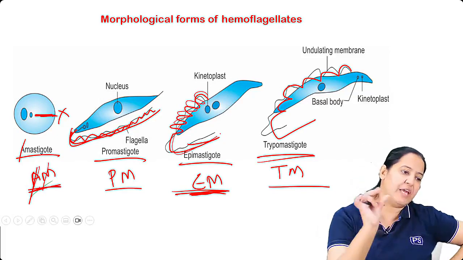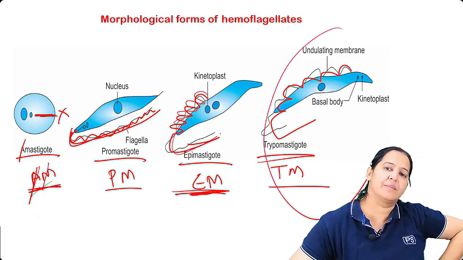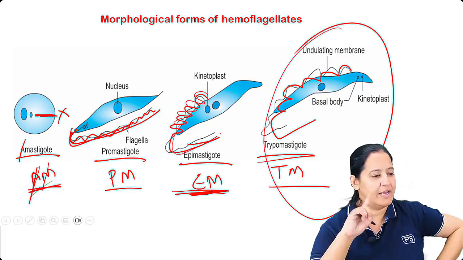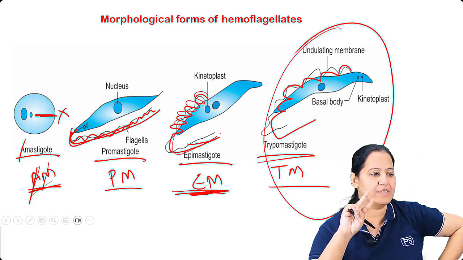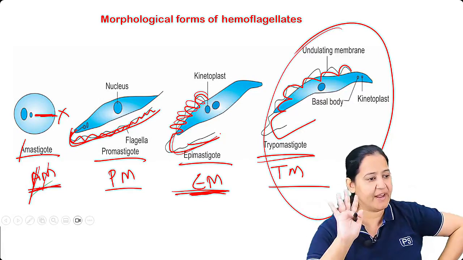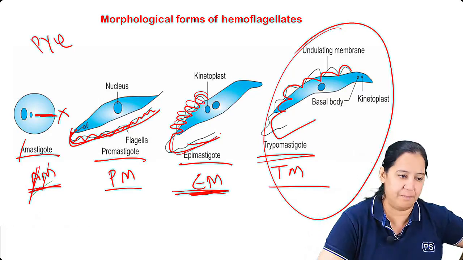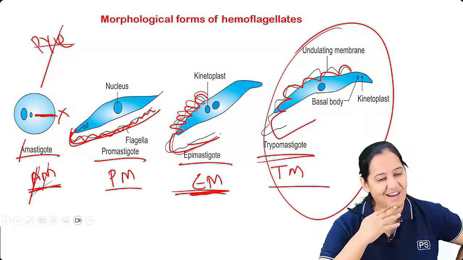So if any of the image is given to you, can you identify? Just suppose in your exam, I'm giving you this image and I'm giving you four options. Is it amastigote? Is it promastigote? Epimastigote or trypo? So image based question can come. Till now अभी कोई भी question नहीं है इस पे, PYQ नहीं है, लेकिन बन सकता है. हाँ ना, it's a potential area.